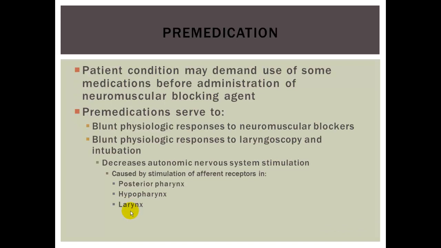Pre-medication. In the pre-medication section, whenever we perform the intubation with our neuromuscular blocking agents, we may need to prep the environment just a little bit. Patient conditions may demand the use of some medications before administering the neuromuscular blocking agent. Pre-medications serve to do a couple things. They decrease the physiological responses to the neuromuscular blockers, and they decrease the physiological responses to laryngoscopy and intubation, decreasing autonomic nervous system stimulation caused by stimulation of the afferent receptors in the posterior pharynx, the hypopharynx, and the larynx.